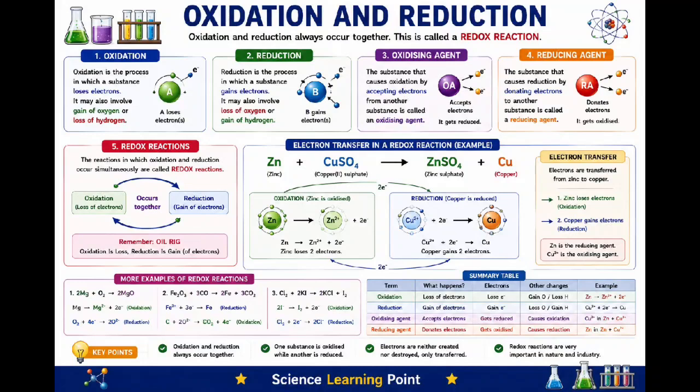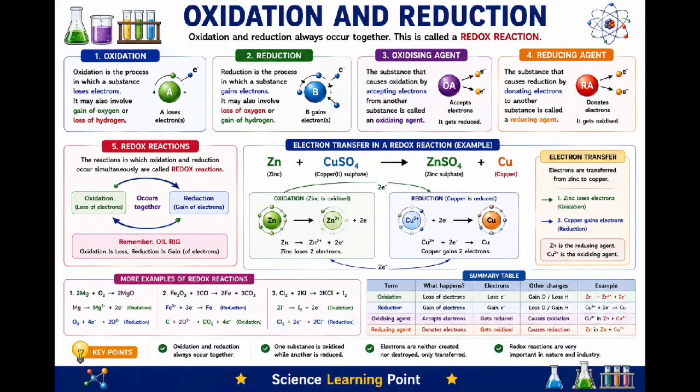And notice something very important: the electrons lost by zinc are gained by copper. So electrons are transferred from zinc to copper. That's why oxidation and reduction happen together.